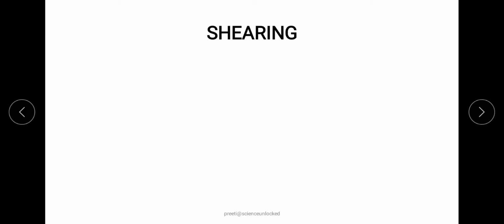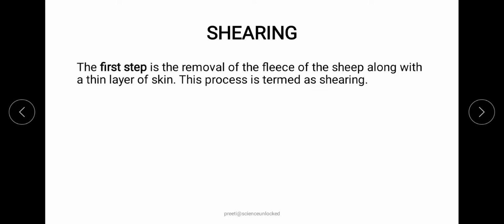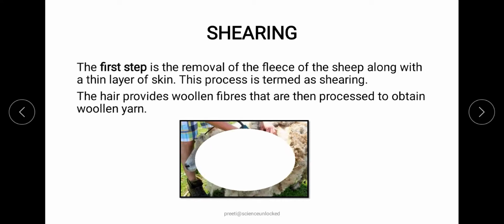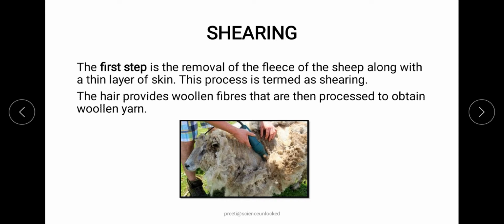Now we move to the steps involved in the process, where the first step is shearing, where the hair or the fleece of the sheep is taken off along with a small amount, or a thin layer, of skin, which is considered the process of shearing. This hair or fleece will be used by manufacturers to make yarn out of this woolen fiber, ultimately helping in the final product formation.